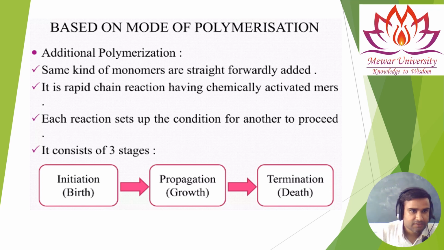Now, based on the mode of polymerization, we have addition polymerization. Here the same kind of monomers are straightforwardly added. It is a rapid chain reaction having chemically activated mers, and each reaction sets up the condition for another to proceed. So it consists of three stages: initiation in the first stage, propagation in the second stage, and termination in the third stage.